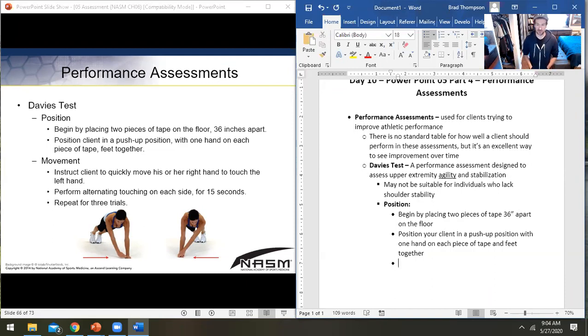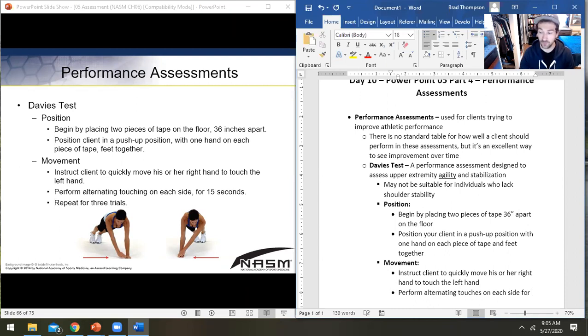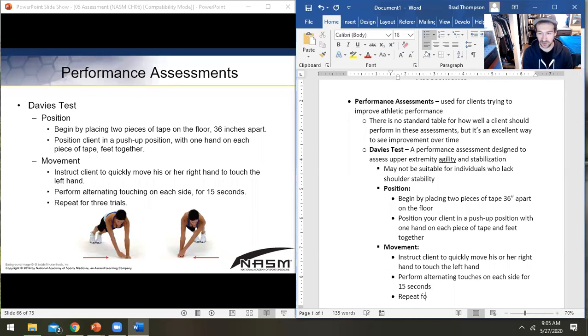So you're going to place your client in that push-up position with their feet together in order to create some more instability. And then the movement, like I already described, is just going to be to reach over and touch your opposite hand. So instruct the client to quickly move his or her right hand to touch the left hand. Perform alternating touches on each side for 15 seconds. Repeat for 3 trials.